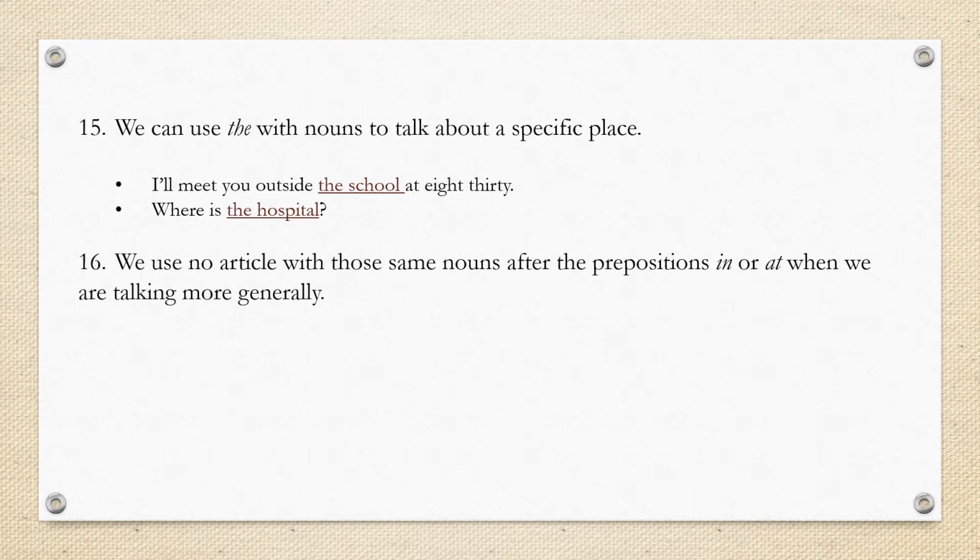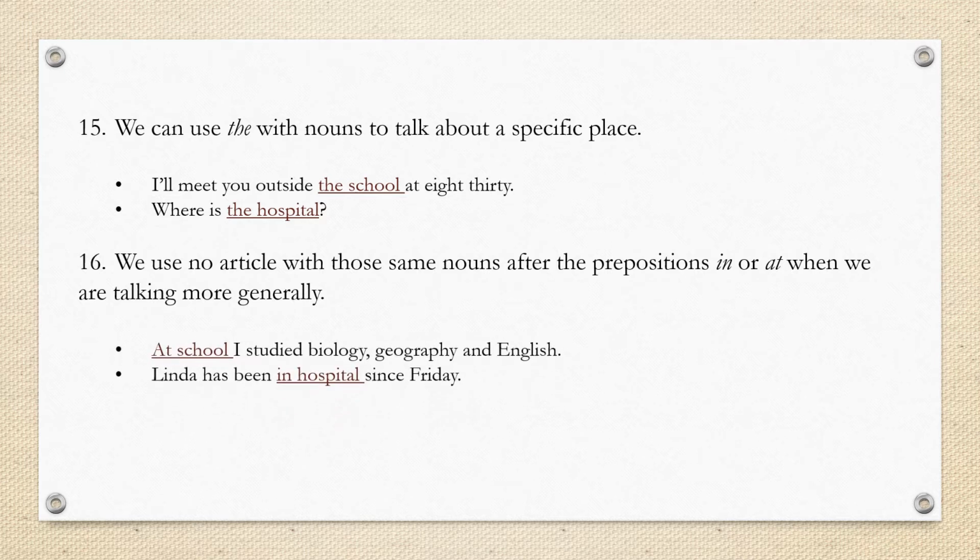We use no article with those same nouns after the preposition in or at when we are talking more generally. At school, I studied biology, geography, and English. Linda has been in hospital since Friday. In these sentences, we did not use any article with school or hospital because both of them are general information and have a preposition before them.